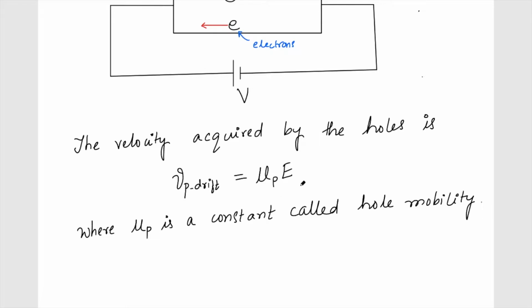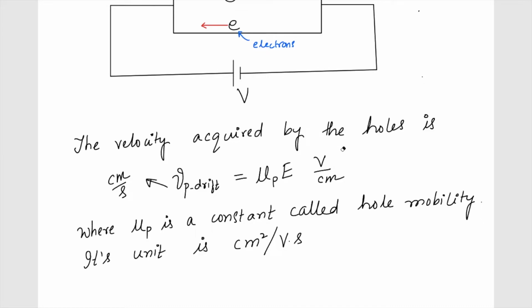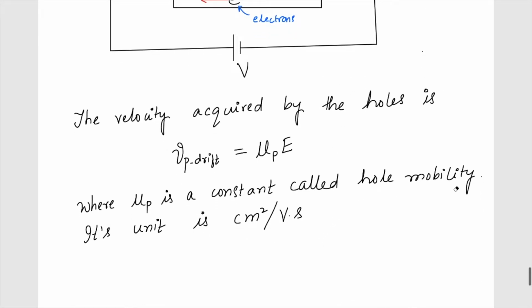What it means is that the higher the electric field, the higher the drift velocity acquired by the holes. And we can find the unit of mu p. Velocity can be expressed as centimeter per second, and electric field is volt per centimeter. If we rearrange it, we get the unit of mu p as centimeter square per volt second. So this is the hole mobility.